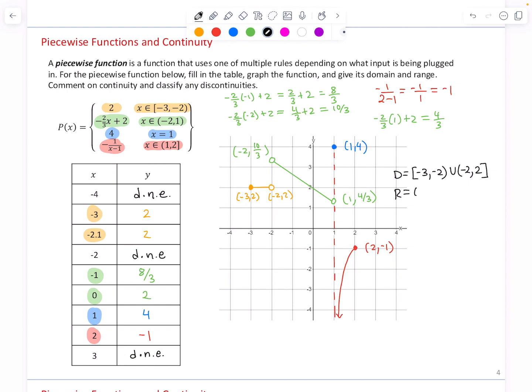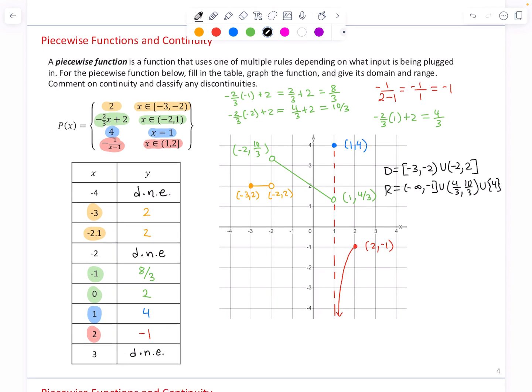So our y-coordinates, starting with negative infinity up to negative 1, inclusive, union the range of the green will enclose the range of the orange, and that range is 4/3 up to 10/3, exclusive. And then we have one more y-coordinate, a single number 4, which I'll put in curly braces. So these are all the possible y-coordinates. This interval includes the range of the green portion as well as the orange.